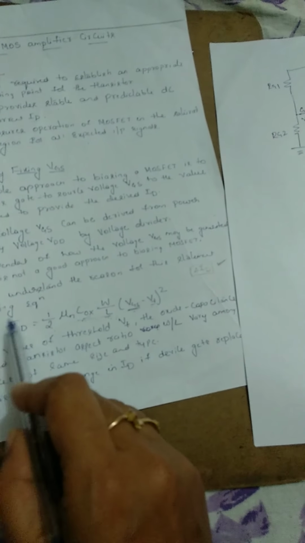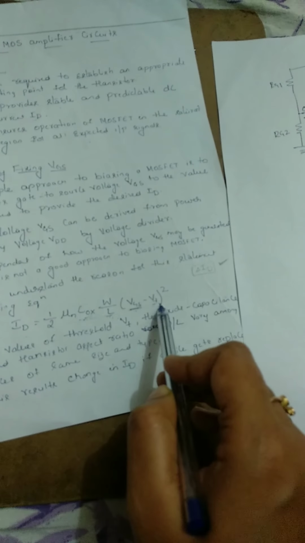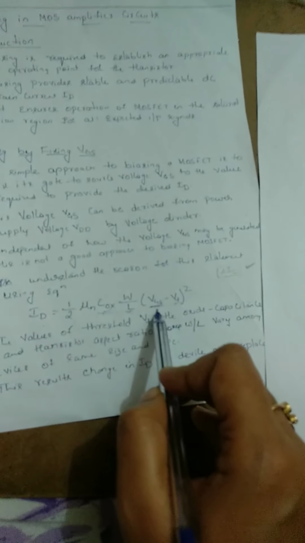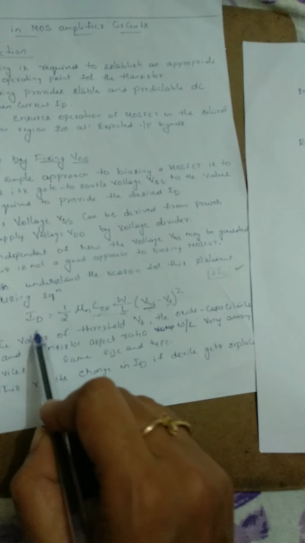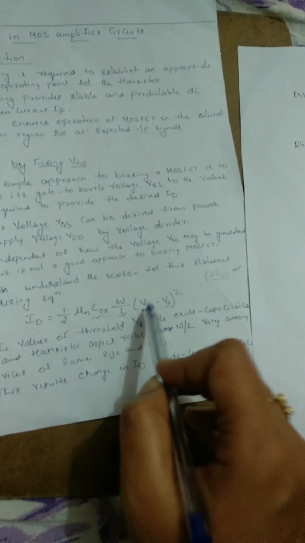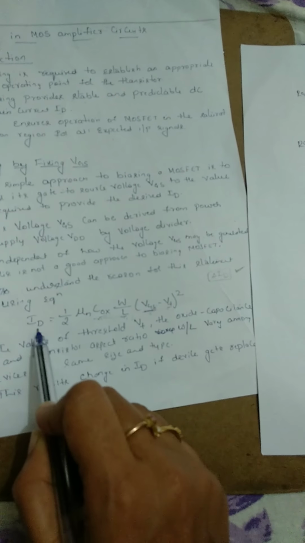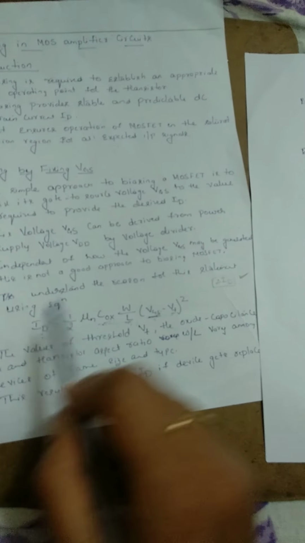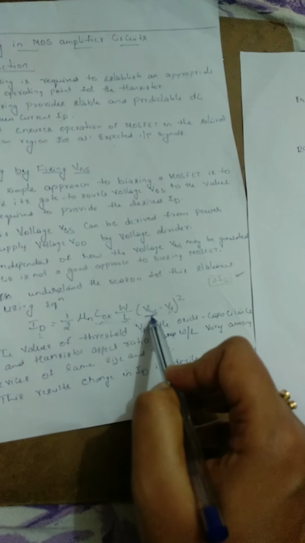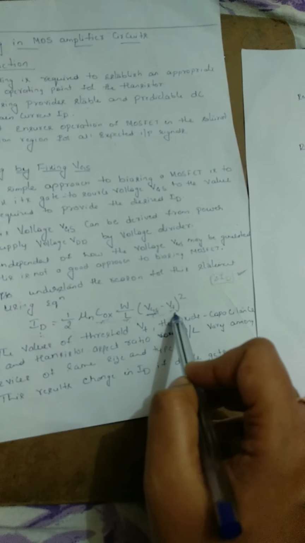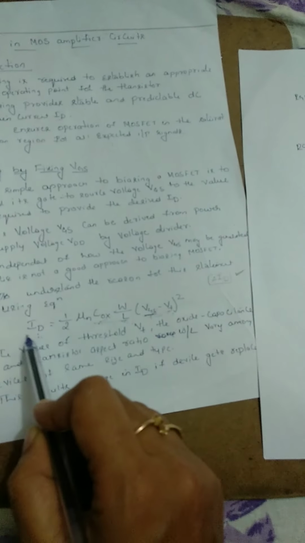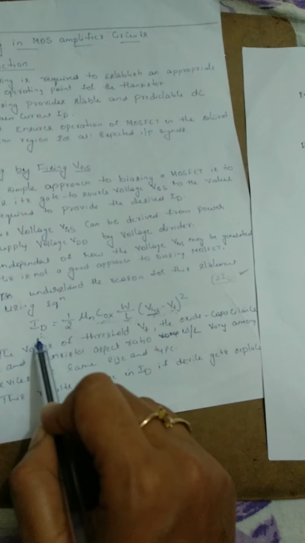Since our ID current is dependent on all these parameters, and as we discussed in the previous video, our ID is more dependent on VGS, that is, by varying VGS we can control our ID. Since we have fixed our VGS now and all these parameters depend on temperature, we can't have a stable ID. So biasing by fixing VGS is not a proper biasing technique.